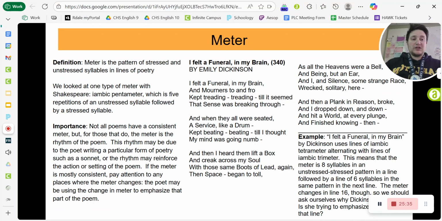Now, we are not going to learn all the different names of types of meter. You don't need to memorize those terms like iambic, tetrameter. But when you're reading poetry, try to get a sense for whether there is this regular pattern. Does it feel kind of musical in that way? That is the rhythm, that is the meter.